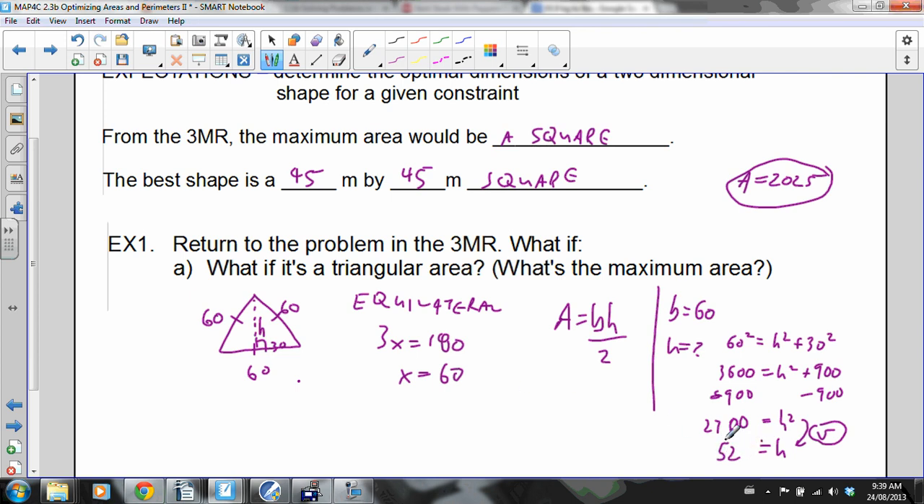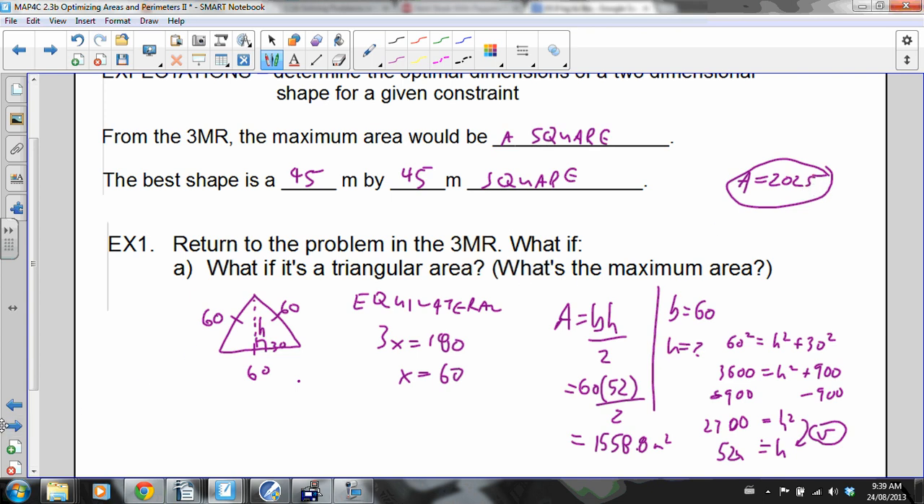And so I can find the area. 60 times 52 divided by 2, which is about 1558.8 meters squared. And notice that for the same amount of fence, the 180 meters of fence, we're getting a lot more area enclosed by using a square. Best triangle, 1500 and change. Best rectangle, which is a square, 2025.